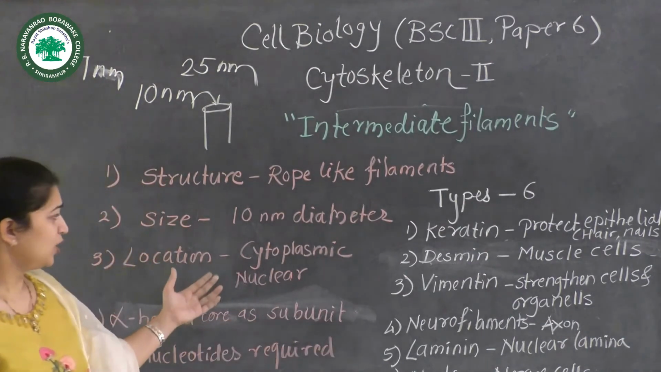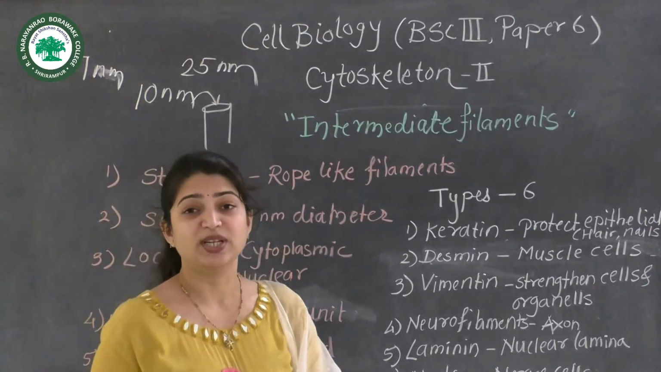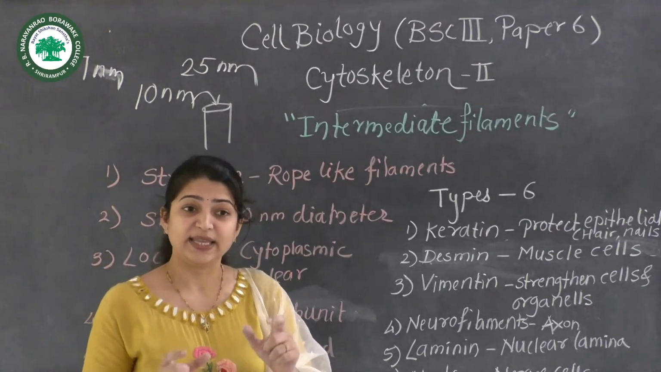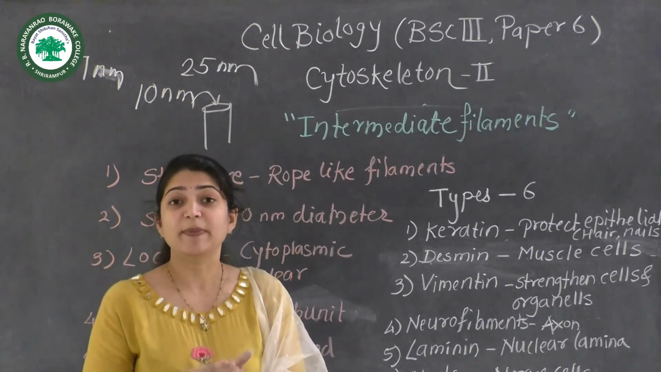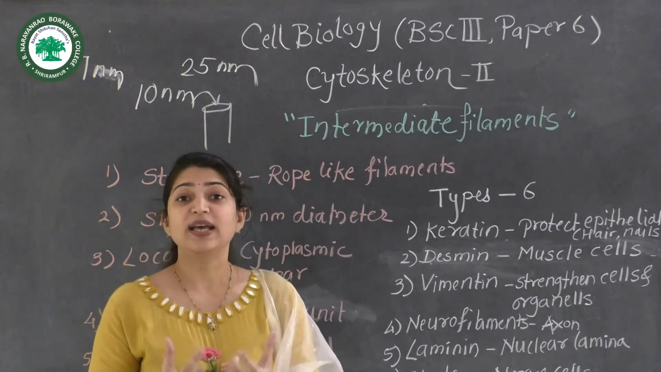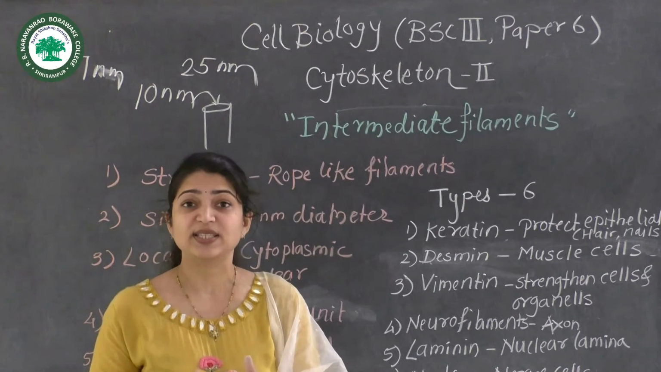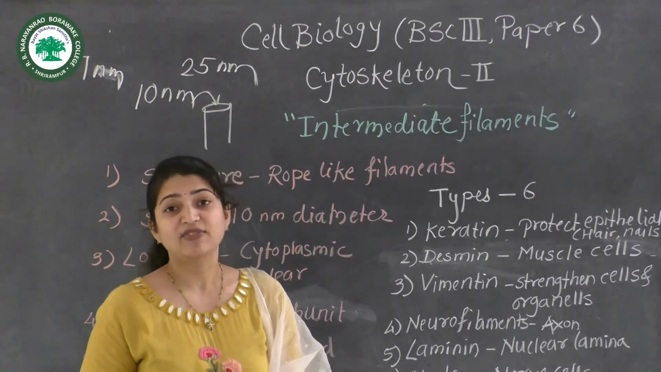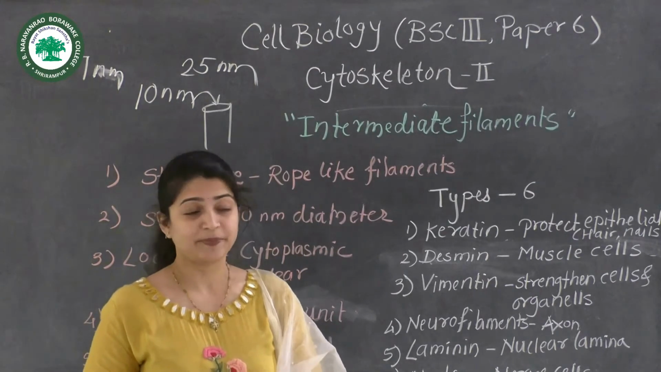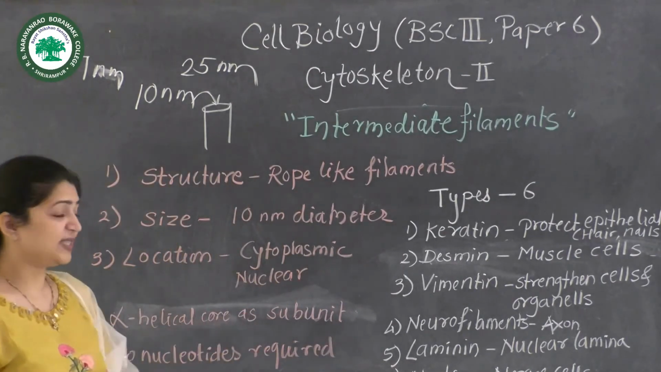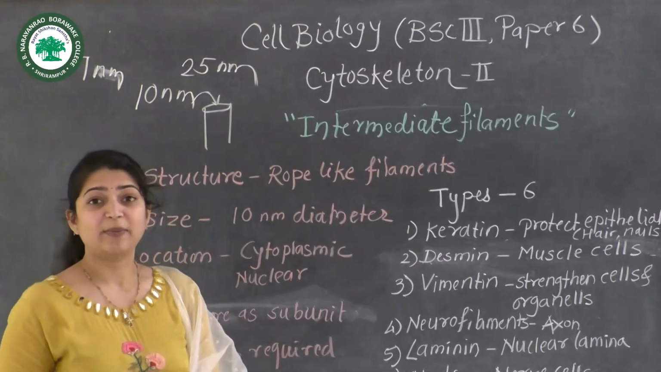They occur in the cytoplasm as well as in the nucleus. The most important location is in the nucleus, below the nuclear membrane, in the nuclear lamin. That specific structure of the nucleus is given by the intermediate filaments under the nuclear membrane in the nuclear lamin.